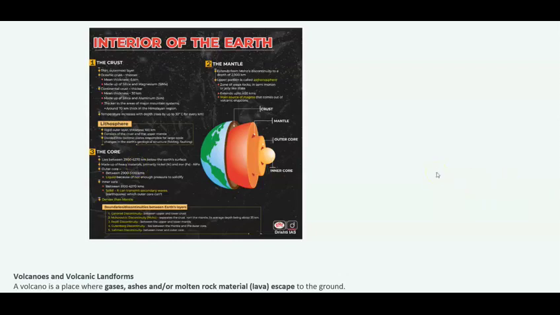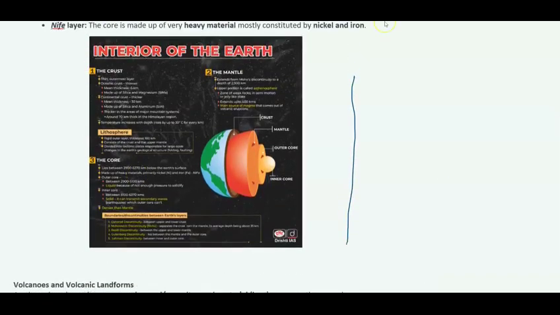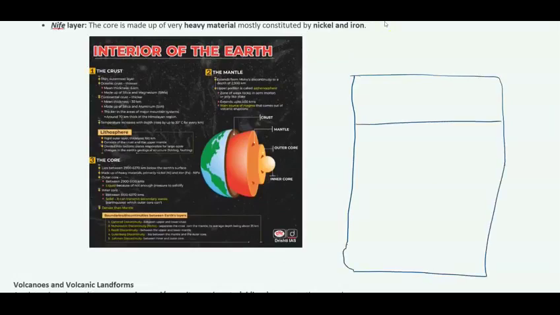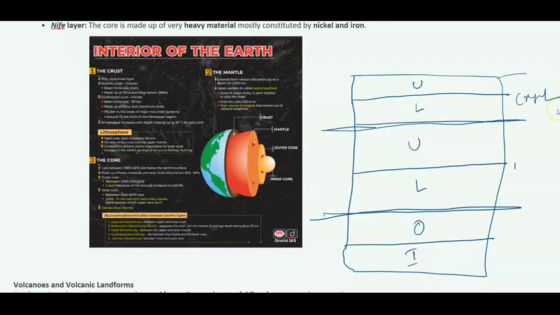I also talked about the different types of discontinuities, or the boundaries between the layers of the interior of the earth. So this is the boundary between the layers. This is crust, this is mantle, and this is core. Upper crust, lower crust, upper mantle, lower mantle, outer core, inner core. Okay, this is crust, mantle and core.